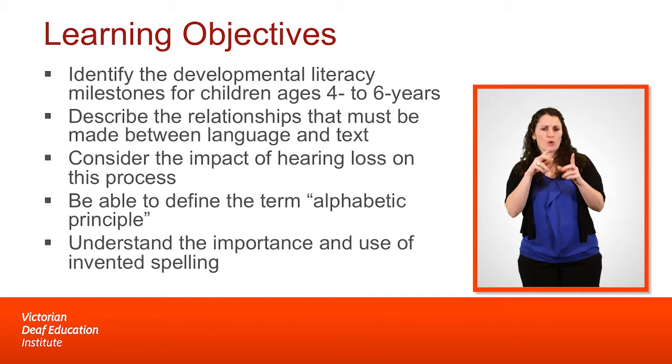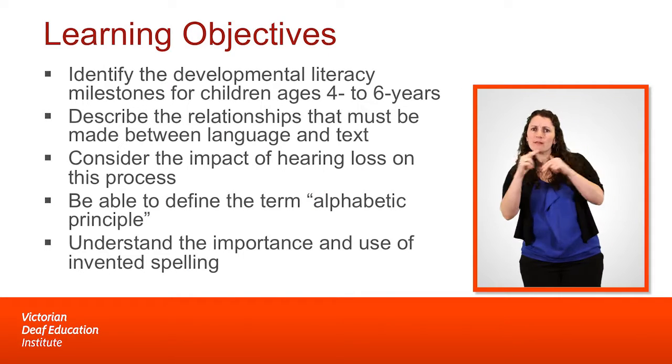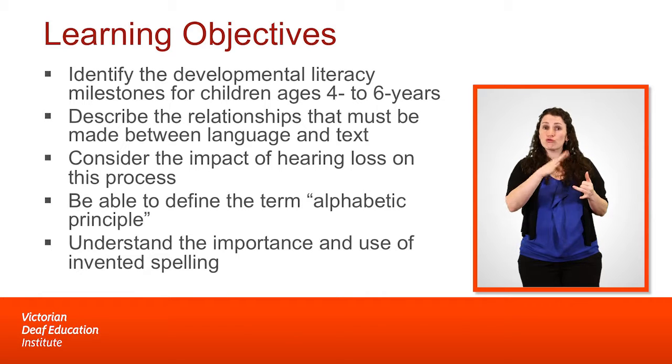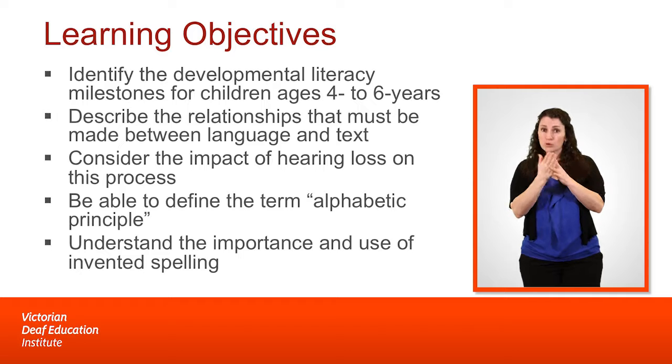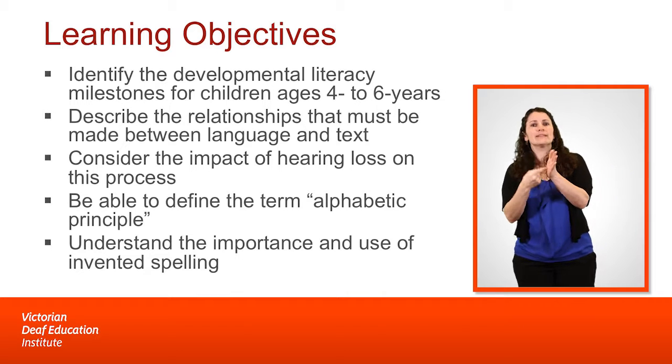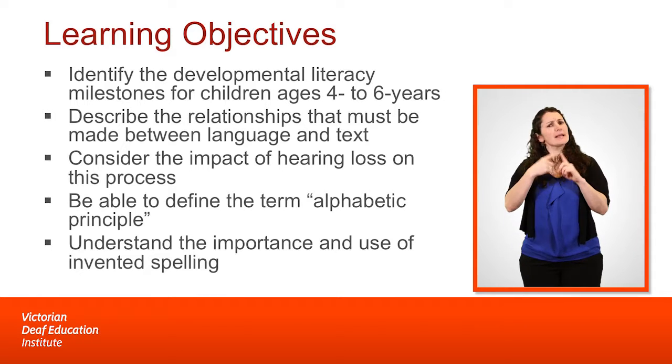We're going to pick up now with our final stage in our process, well on the way, the early school years. The learning objectives that we're going to focus on in this last stage of development are to identify the developmental literacy milestones for children age 4 to 6. We're going to further describe the relationship that needs to be made between language and text. And to consider the impact that hearing loss has on this process.